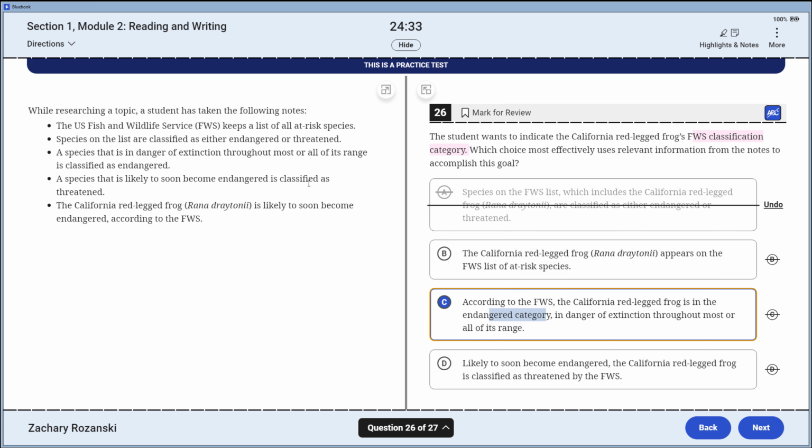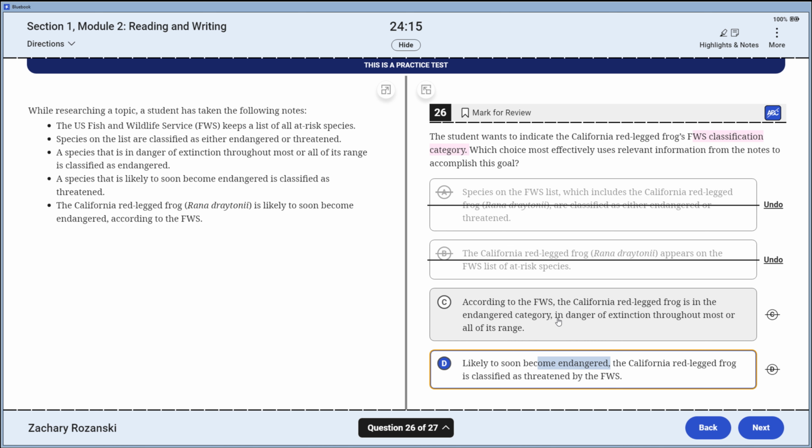So I'm going to go looking to know what's real. The FWS keeps track of all at-risk species. Oh, I realize this isn't giving the specific classification category. This is just the general heading. B falls. C seems to be a beautiful choice. It's saying that they're in the endangered. I read D, likely to soon become endangered, which means they're not endangered. That, obvious to me, is a disagreement of fact. The California red-legged frog is classified as threatened, so I want to factor the matter. Are they endangered, or are they threatened?